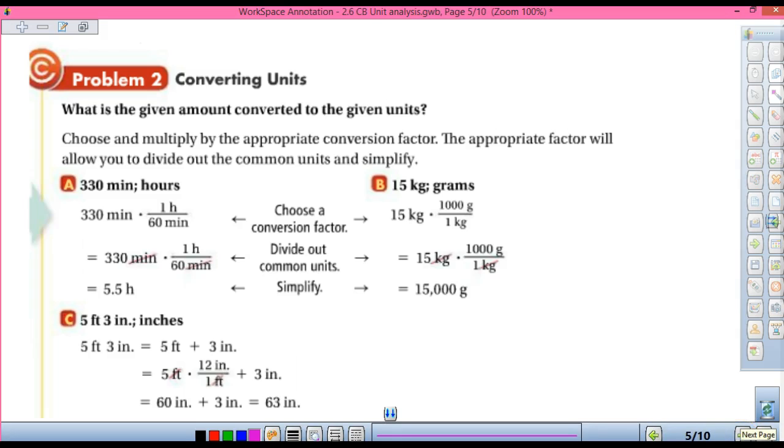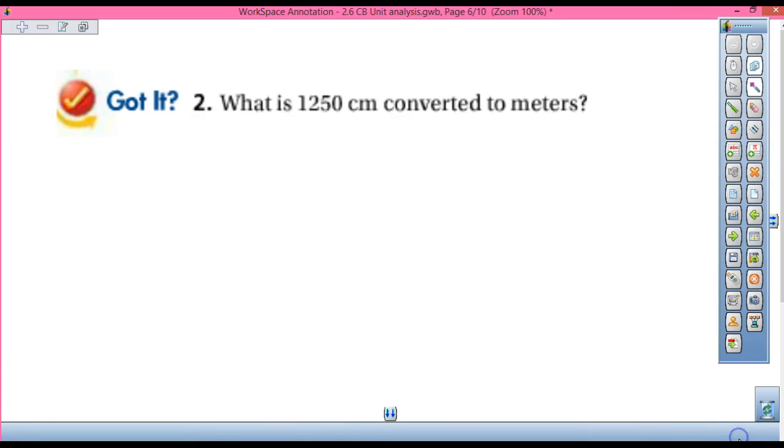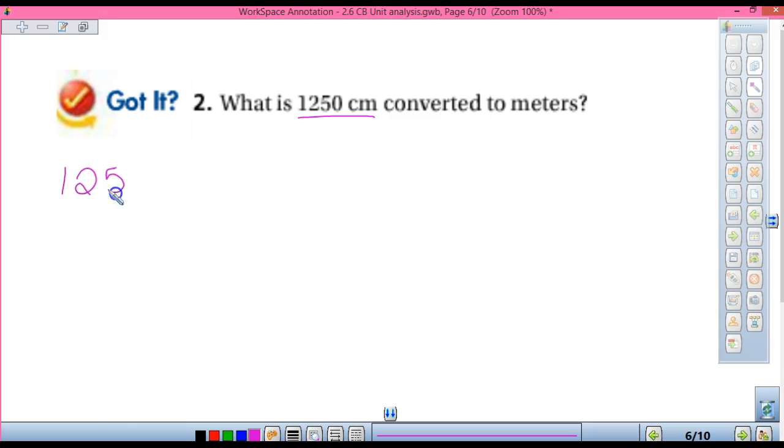Alright, so what we're going to be doing today is we're going to talk about how to convert minutes into hours, hours into minutes, all of that different stuff. Sometimes we'll have to do more than one. So, centimeters to meters. This is how we're going to set these up. If I've got 1,250 centimeters, I'm going to put it over 1.